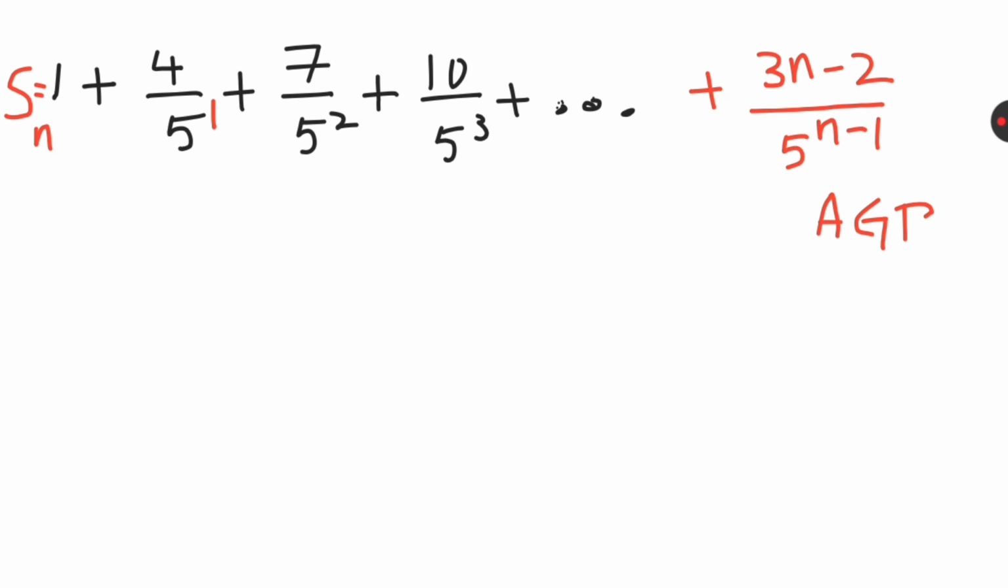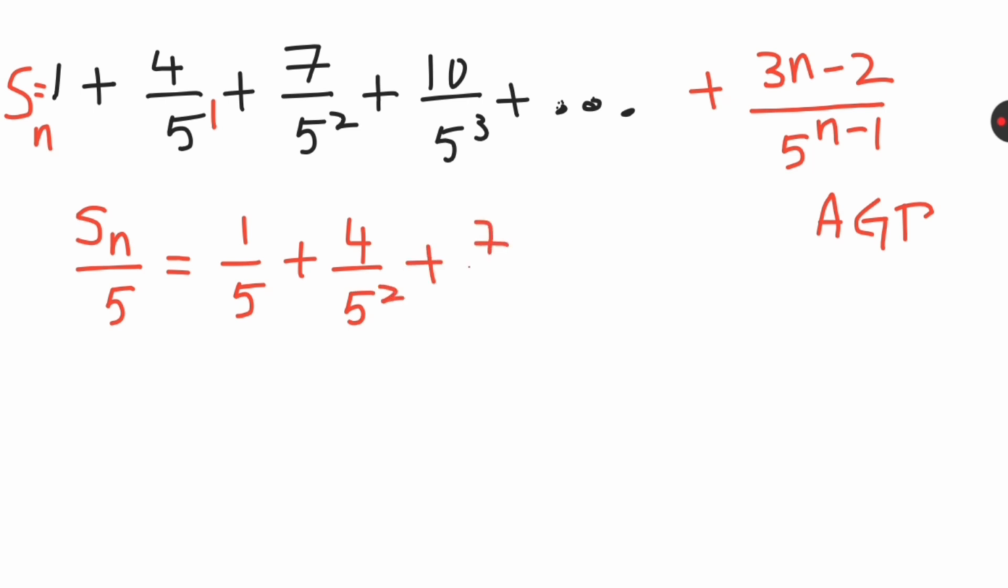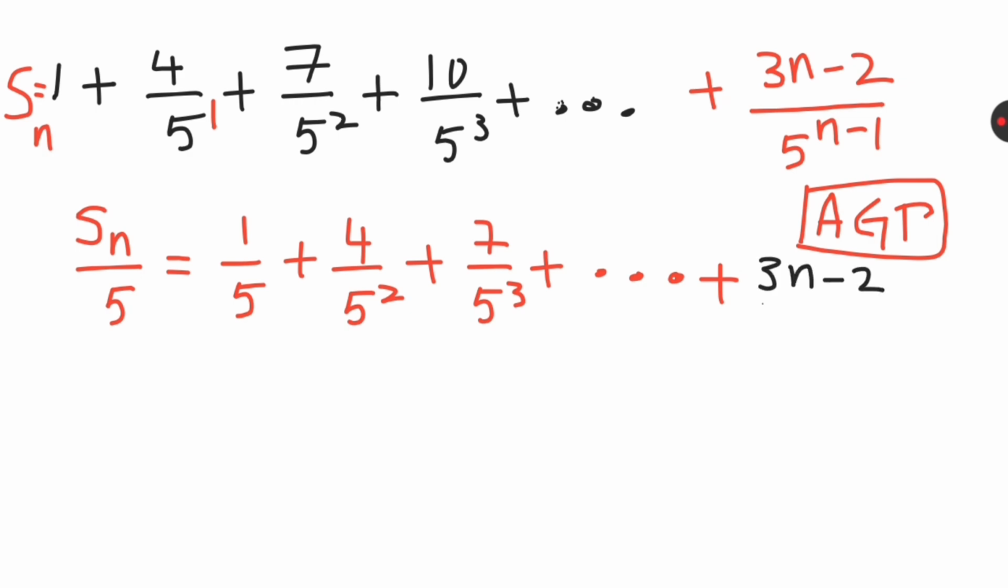Most of the students are comfortable up to here. They don't know what to do next. Simply, you have to multiply by 1 by 5 on both sides. Then we are going to get Sn over 5, which is equal to 1 over 5 plus 4 over 5 raised to the power of 2, plus 7 over 5 raised to the power of 3 and so on. The last term is 3n minus 2 divided by 5 times 5 raised to the power of n minus 1, so it becomes only 5 raised to the power of n.